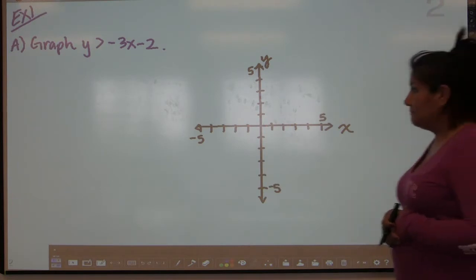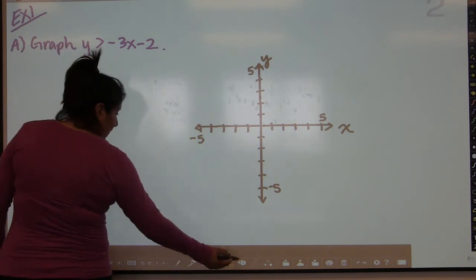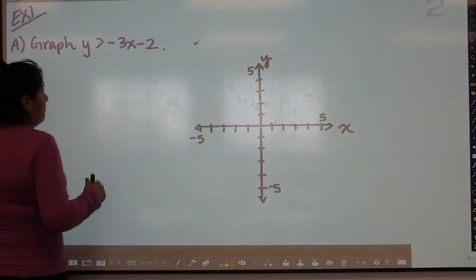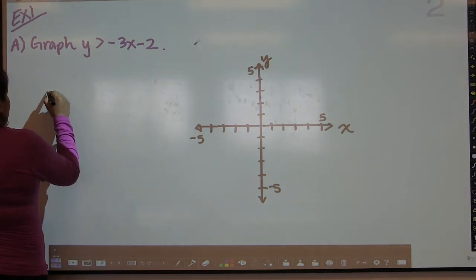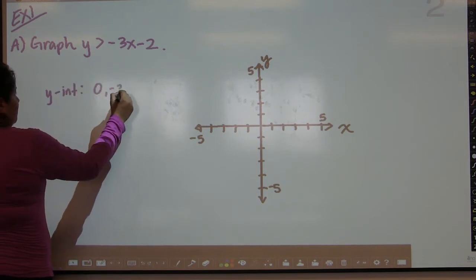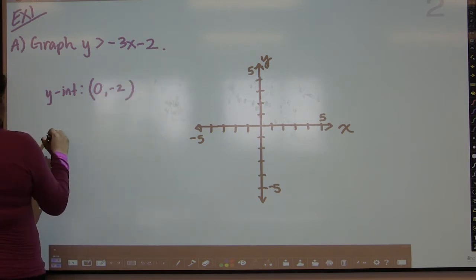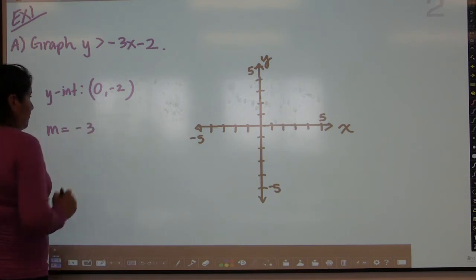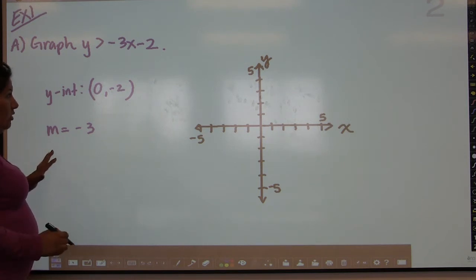So here we have an example. It says graph y greater than negative 3x minus 2. As a quick recap, we know from previous lessons this is y equals mx plus b. And when you have it in mx plus b, there is a y-intercept, which in this case is 0, negative 2. And then we know that the slope is the number in front of x, which in this case is negative 3. So based on that information, graphing this should be totally normal.